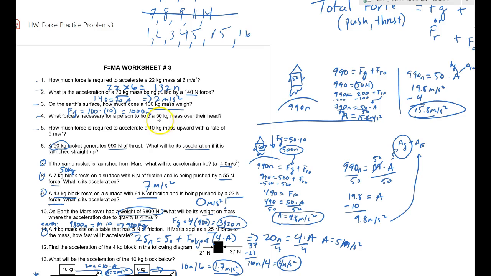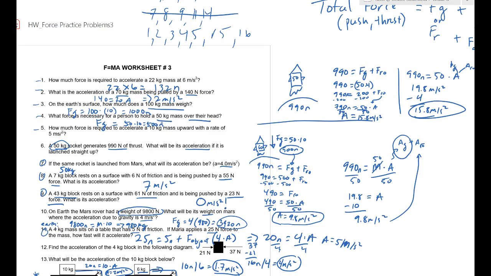What force is necessary to hold a 50 kilogram mass over their head? Well, if I'm going to hold it over my head and just hold it there without moving it, that means that I need to support its weight. So if I'm supporting its weight, it's going to be F of G equals 50 times 10, or 500 newtons.